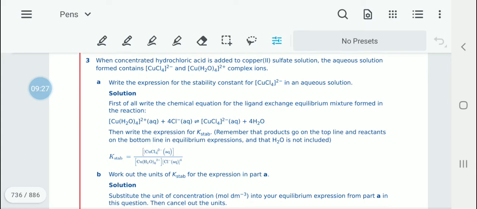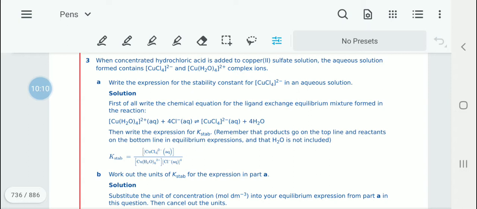Now let's look at this worked example. When concentrated hydrochloric acid is added to copper 2 sulfate solution, the aqueous solution formed contains CuCl4 2- and Cu(H2O)4 2+ complex ions. Write the expression for stability constant for CuCl4 2- in an aqueous solution. First, we have to write the chemical equation for the ligand exchange equilibrium. So Cu(H2O)4 2+ plus 4Cl- gives you CuCl4 2- aqueous plus 4H2O. So that is what is going to be produced.